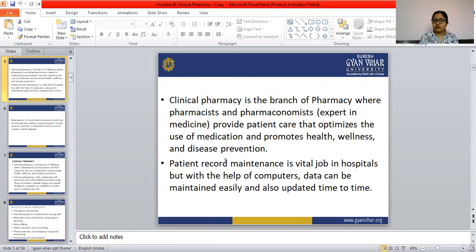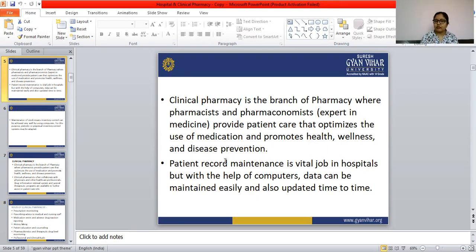And clinical pharmacy. These two pharmacies are different. Clinical pharmacy is the branch of pharmacy where the pharmacist and the pharmacologist, meaning an expert in medicine, provide patient care that optimizes the use of medication and promotes health, wellness, and disease prevention. The hospital pharmacy is the division of the hospital, where the drug is received from the manufacturer and dispensed to the inpatient or the outpatient.